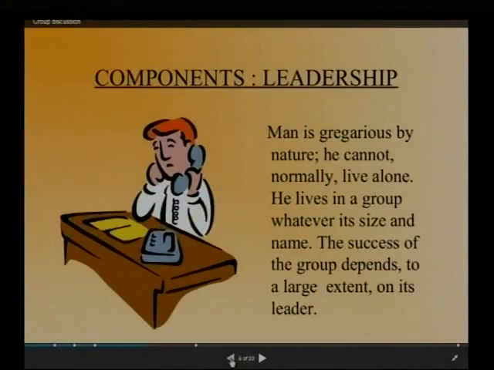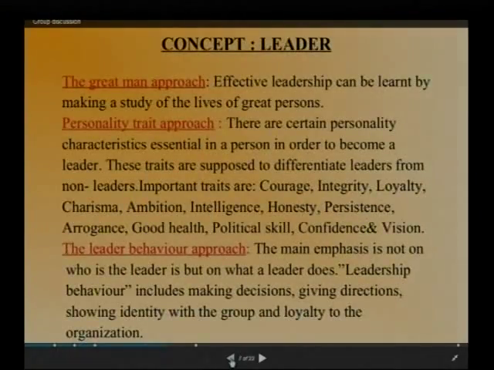Component of leadership. Man is a gregarious person by nature. He cannot normally live alone, he lives in a group, whatever its size and name. The success of the group depends to a large extent on its leader. So keep in mind the great man approach. Effective leadership can be learnt by making a study of the lives of great people. People in public areas, people in the political arena, people at an organization level who have made and believed that it's because of leadership that the organization is able to move and grow further, are the set of people whom we all have to admire and get inputs from.